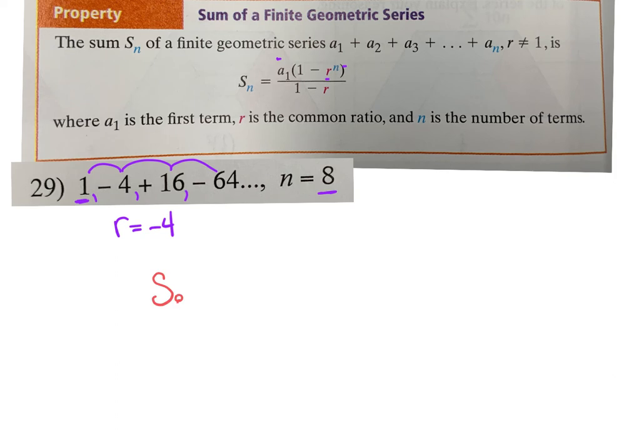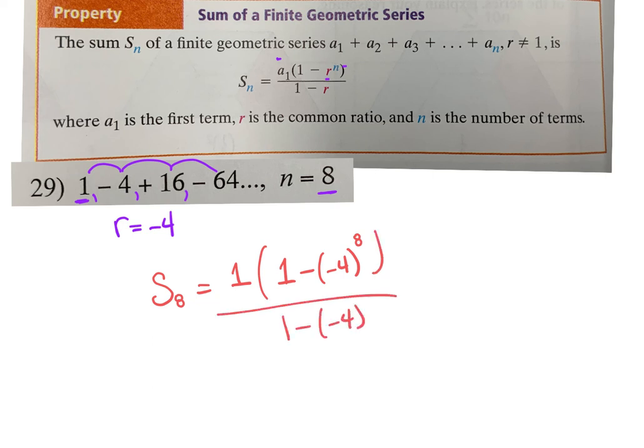So my summation of the first 8 is going to be my first term, 1, times 1 minus, I just found my r, -4, to the n, which is 8, all over 1 minus r. And make sure you do order of operations correctly here. You do want to do your exponent first. Yes, so you want to do this -4 to the 8th power first, right, before you do your subtraction. If you put it into your calculator, it will be fine.